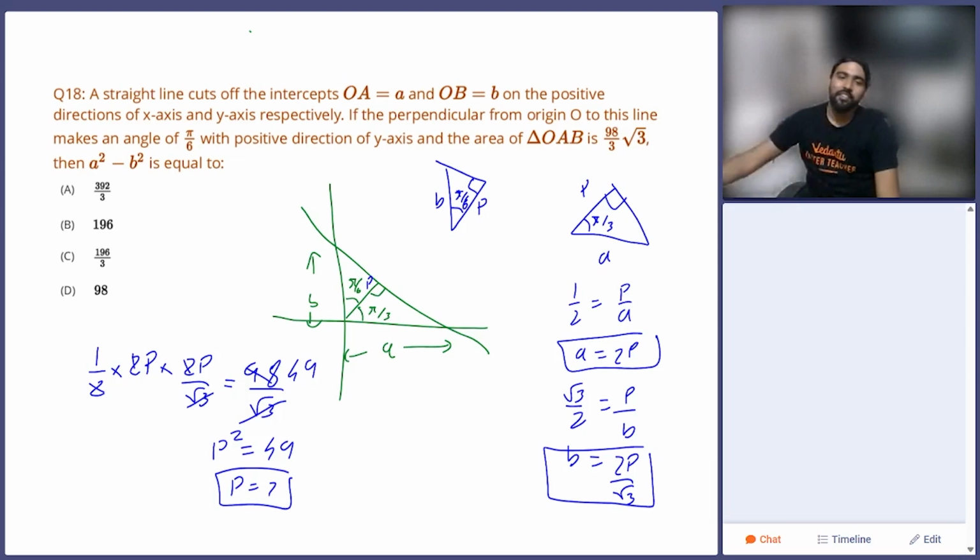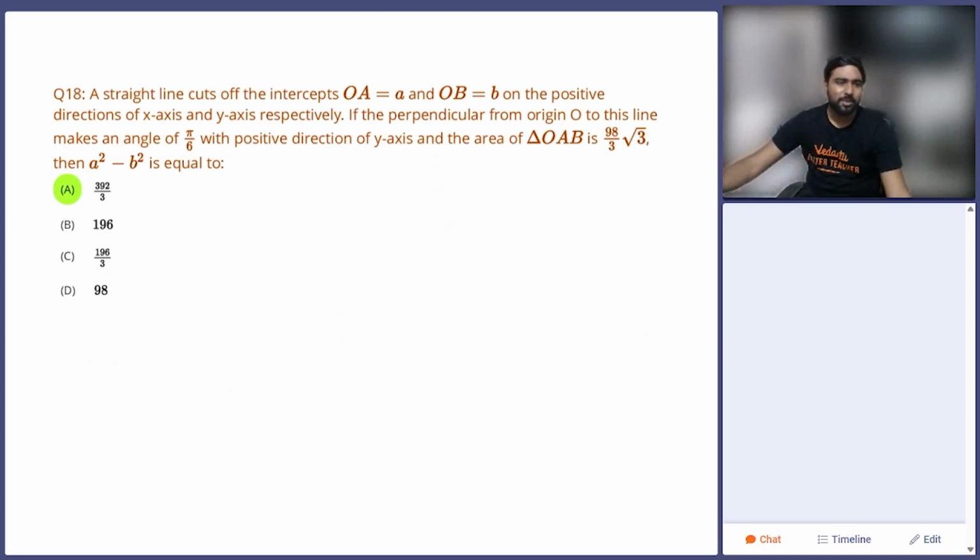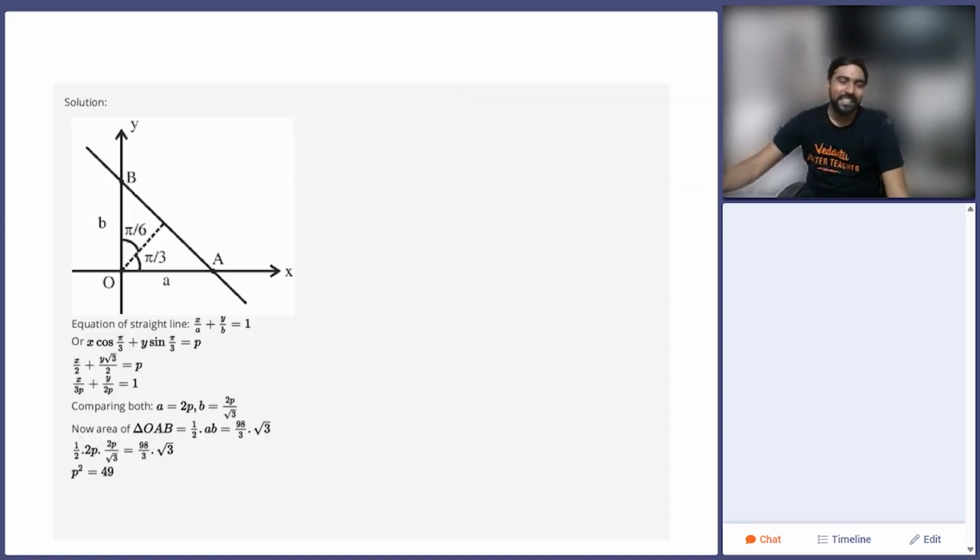That's p is 7. You have a value equal to 14, and you have b value equal to 14 upon root 3. So b square minus a square, you can write that as simply 14 square into the expression 2 by 3, and that will give you the answer as 392 divided by 3.